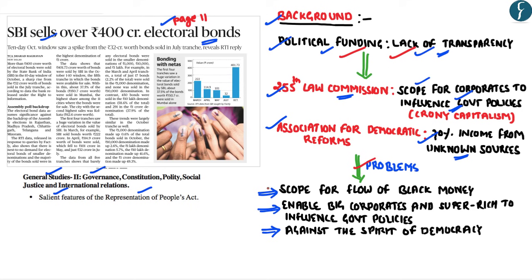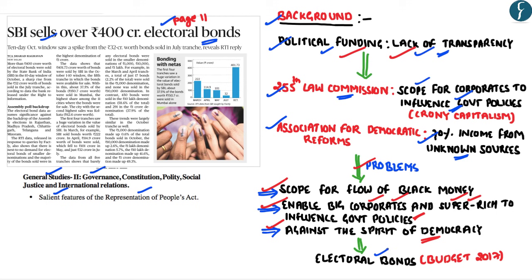For example, it has given scope for the flow of black money. It enables the big corporate entities as well as super rich individuals to influence the government policies. And finally, it goes against the spirit of democracy, since the interests of the common man are superseded by the interest of the big corporates as well as the super rich. It is against this background that the Government of India introduced the electoral bonds in the budget 2017 in order to improve the transparency in the political funding of elections.